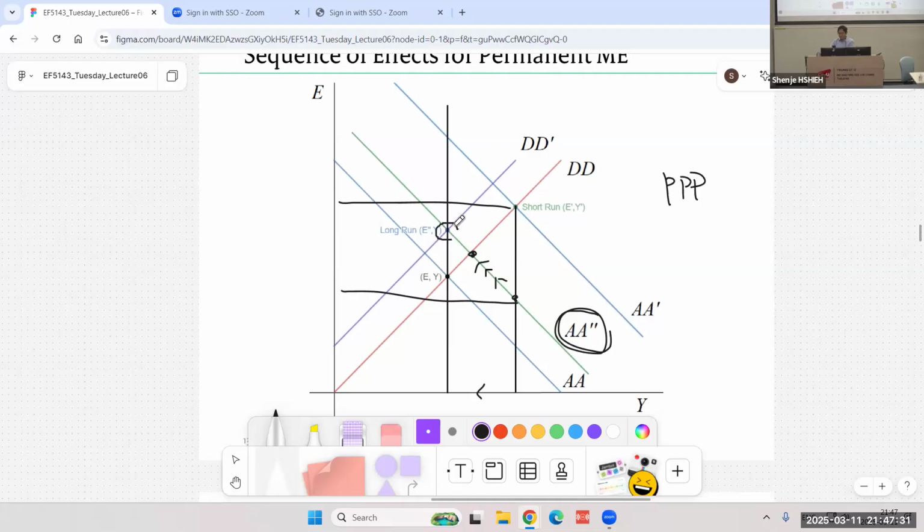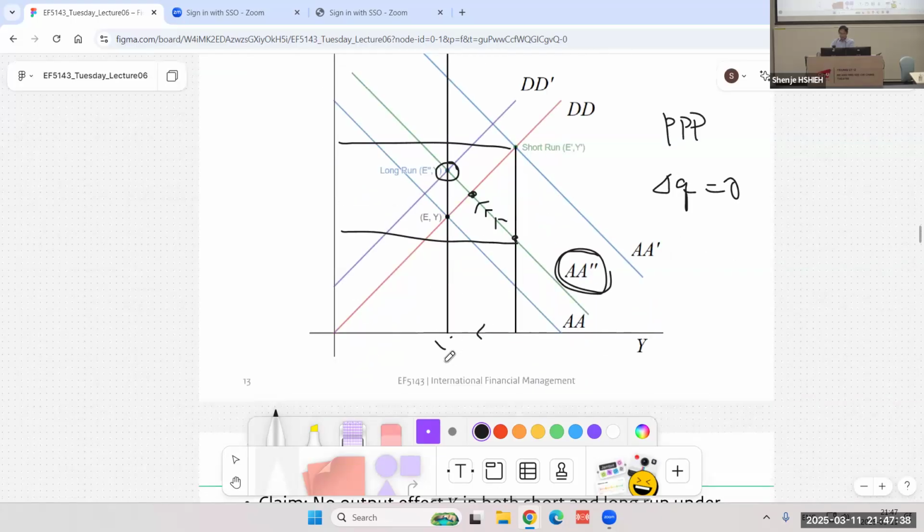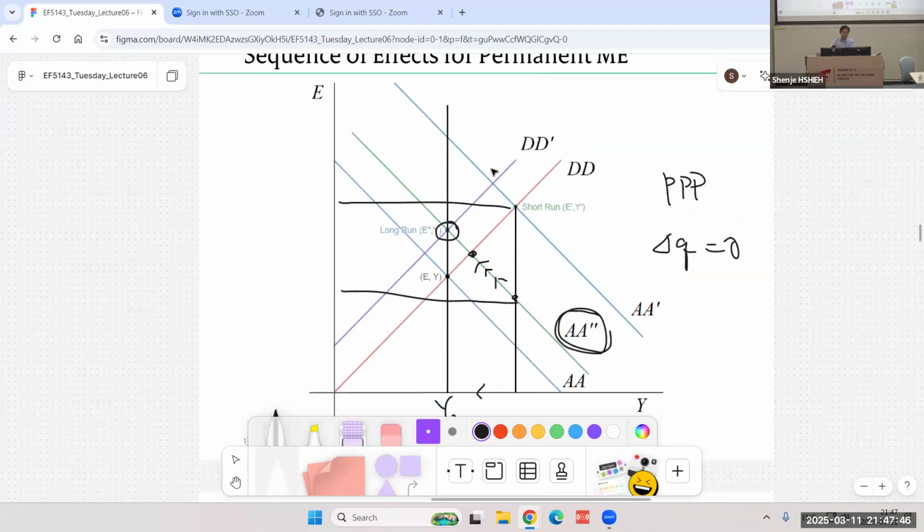It decreases enough such that the delta Q equals 0, right? In which output is completely undone, so we're back at Y naught. That's the intuition. We can impose PPP that tells us how much DD shifts to the left. Okay, this is all consistent with what you learned up to week 6. There's an overshooting effect. It's all captured in this picture.